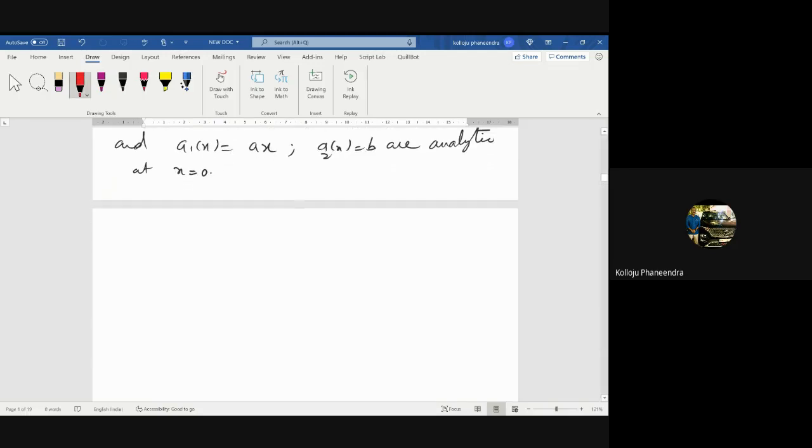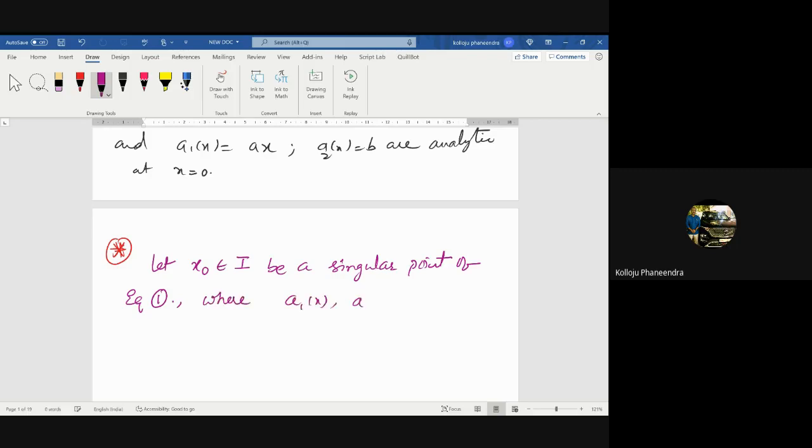Now, another important step, moving towards the next topic. You write like this. Let the point x0 in the given interval, x0 belongs to I, be a singular point of equation 1, where a1x and a2x are analytic. This is a compulsory condition. They must be analytic at x0.